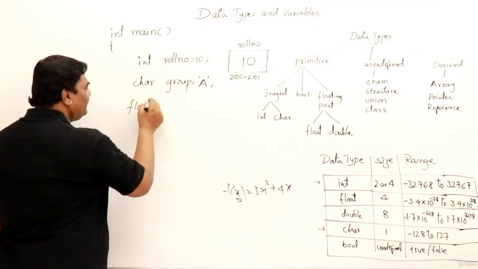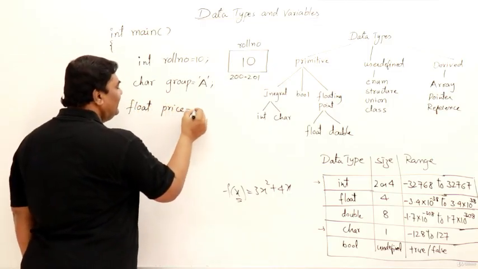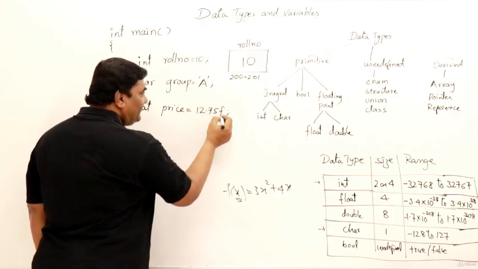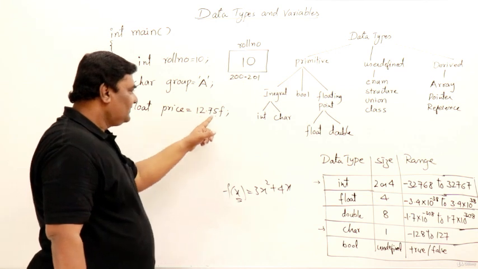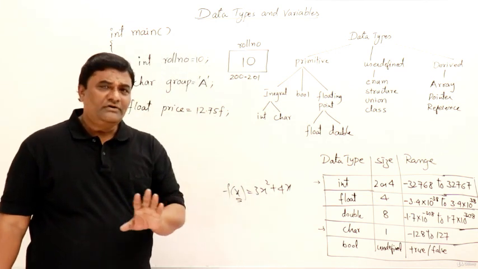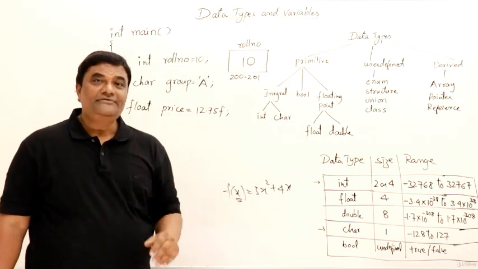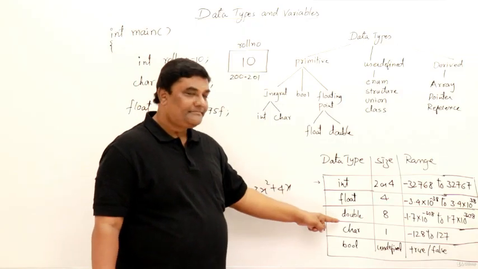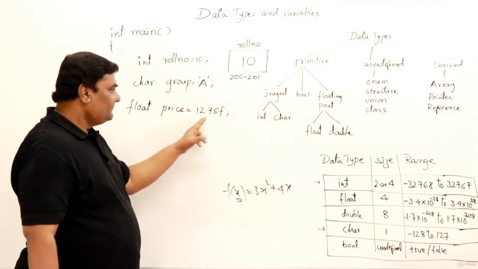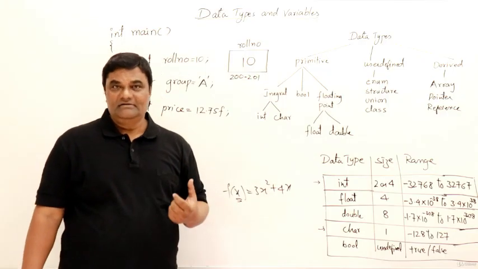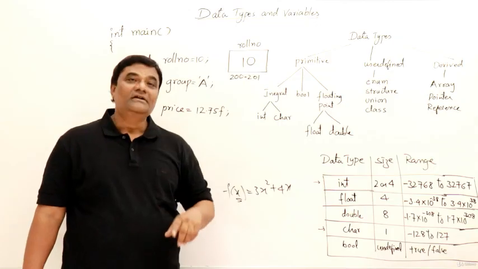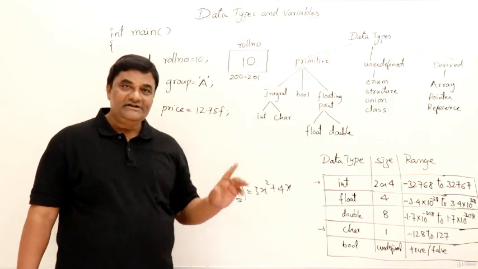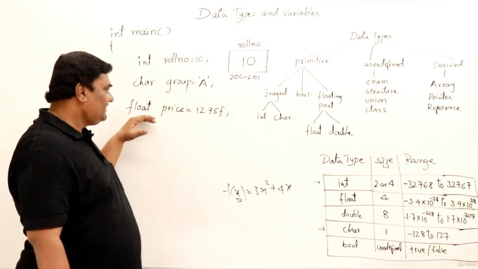So float data type and it is price. And I want to store $12.75 and better write F here. After a float number, you should write F to show that it is float. Though it is not compulsory, it is better if you write F. Otherwise, if you don't write F, it will assume it is double. By default, if you write any decimal number, it will be taken as double, right? So if you want to write float, then better write F. Even if you don't write F, it's not an issue here. It will understand that you are declaring float, so it will take it.